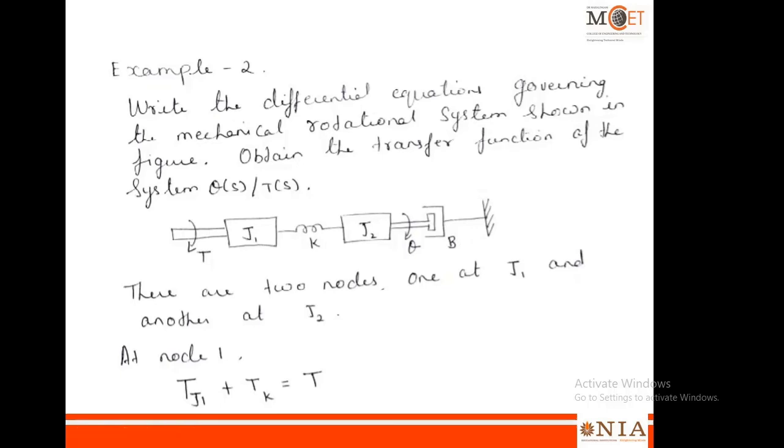Now let us write the differential equation at node 1. Here the displacement, that is the angular displacement for node 1, is not given. So let us assume it as theta 1. Whereas for node 2 the angular displacement given is theta. If the variable is not given you can assume a variable. So let us take it as theta 1, which will be the angular displacement for node 1.